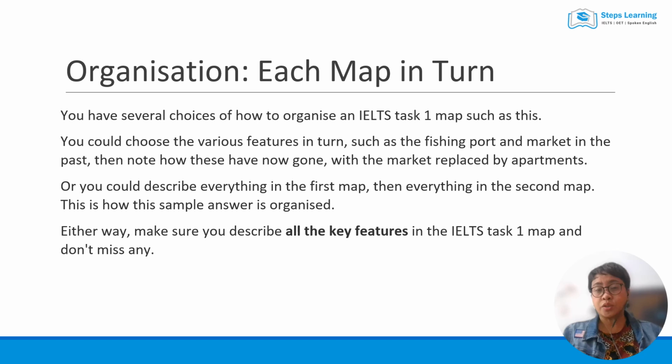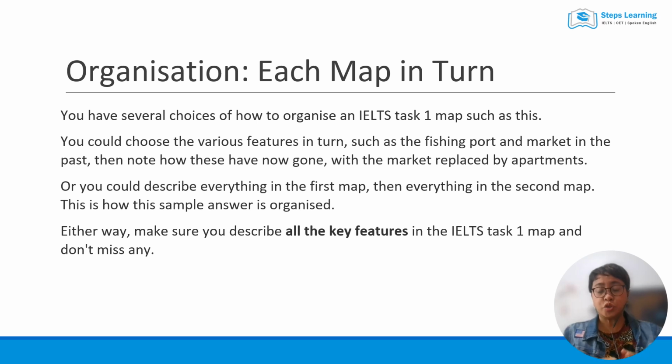You have several choices for how to organize an IELTS Task 1 map, such as the one that I'll be discussing. You could choose the various features in turn, such as the fishing port and market in the past. Then note how these have now gone with the market replaced by apartments. Or you could describe everything in the first map, then everything in the second map. So we will talk about how this sample answer is organized.